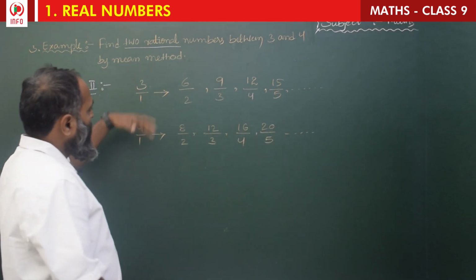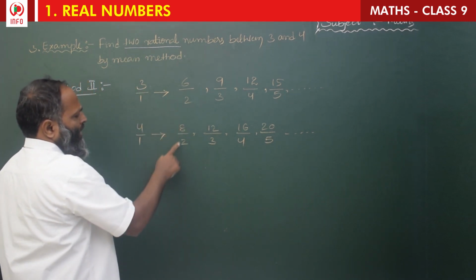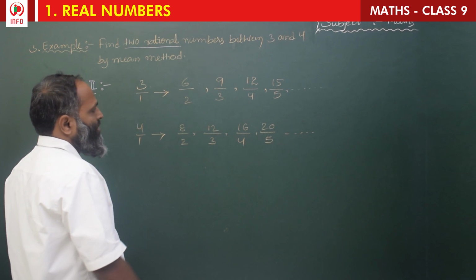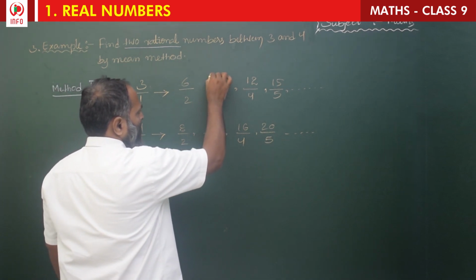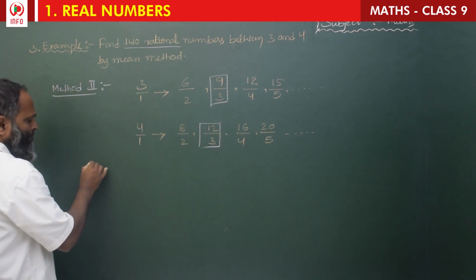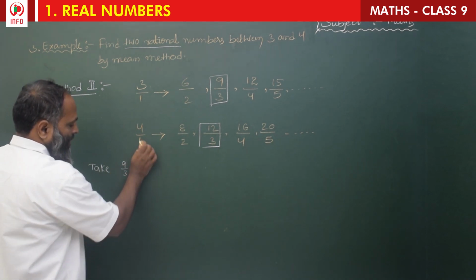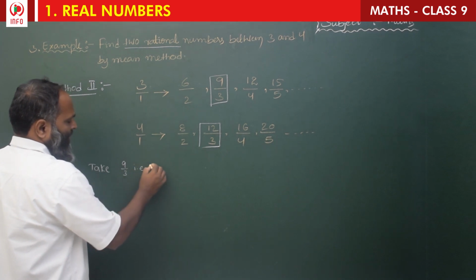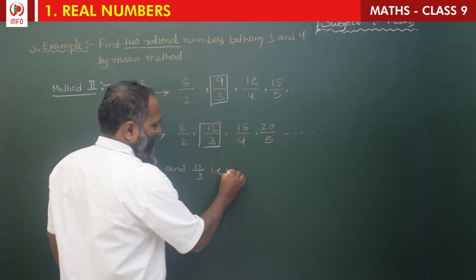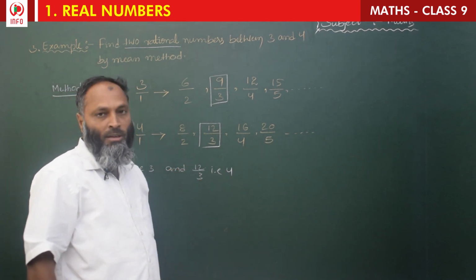Okay. So now compare both the fractions. In which fractions are the denominators the same? Here 2, here 2. So the denominators are the same. Here 3, here 3. So I want to take these two, 9 by 3 and 12 by 3. 9 by 3 means 3, and 12 by 3 is 4. So 9 by 3 is nothing but 3 only, and 12 by 3 is nothing but 4 only.